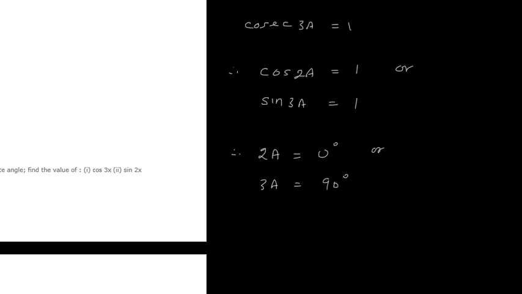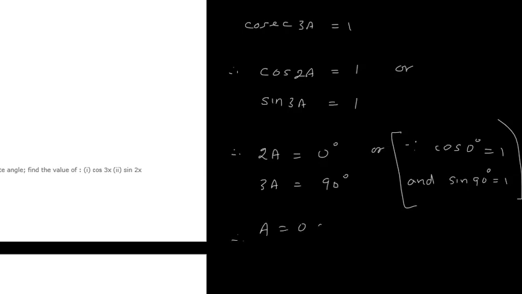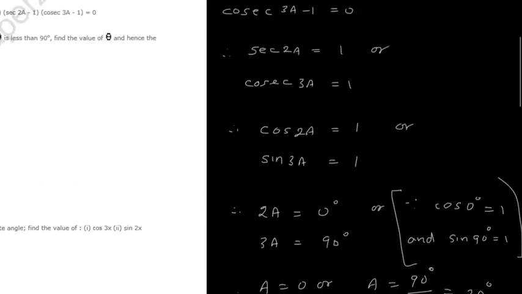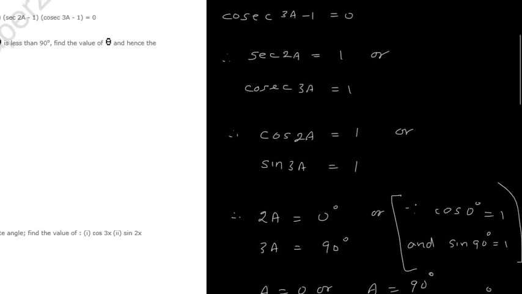You can mention reason here, since cos 0 degree is 1 and sin 90 degree is 1. So therefore the value of A is 0, or value of A is 90 degree divided by 3, which is equal to 30 degree. So value of A we got as 0 degree or 30 degree. Okay, simple question.